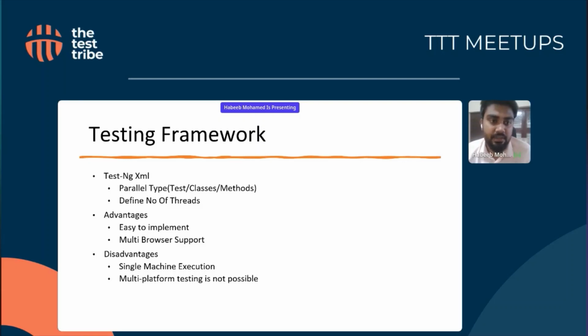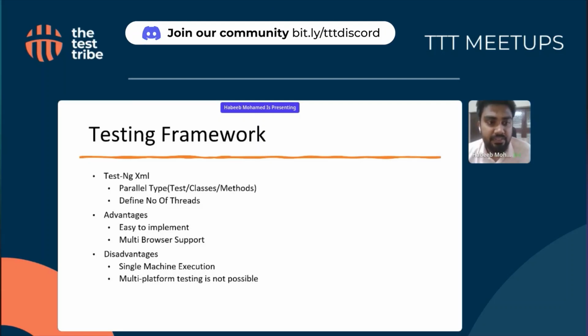TestNG provides the option to run the test cases in three different parallel ways. One is tests, another is classes, and another is methods, meaning test methods. Here we have to define the number of threads the test cases have to execute on, and that's it. TestNG will take care of all the other needed things.